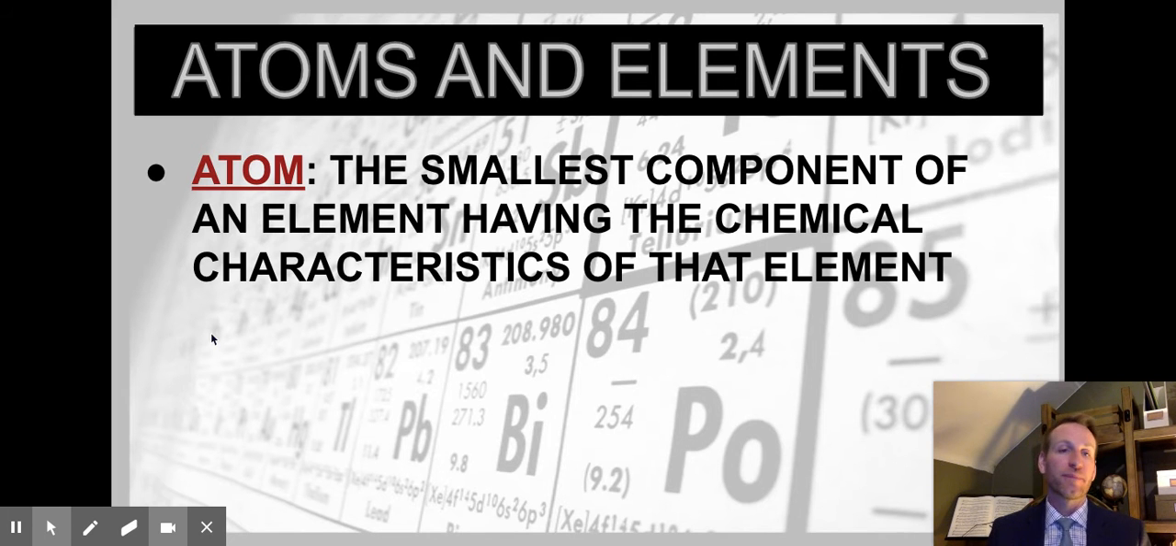So the atom is the smallest component of an element, having the chemical characteristics of that element. We'll get into the difference between an atom and an element a little more, because sometimes people get confused with that. But the biggest thing is that when people ask, what's the smallest thing? Technically the atom is the smallest whole piece of matter. If we start talking about the things that make up the atom, then we're talking about particles that are smaller than an atom and they're not a whole piece of matter.